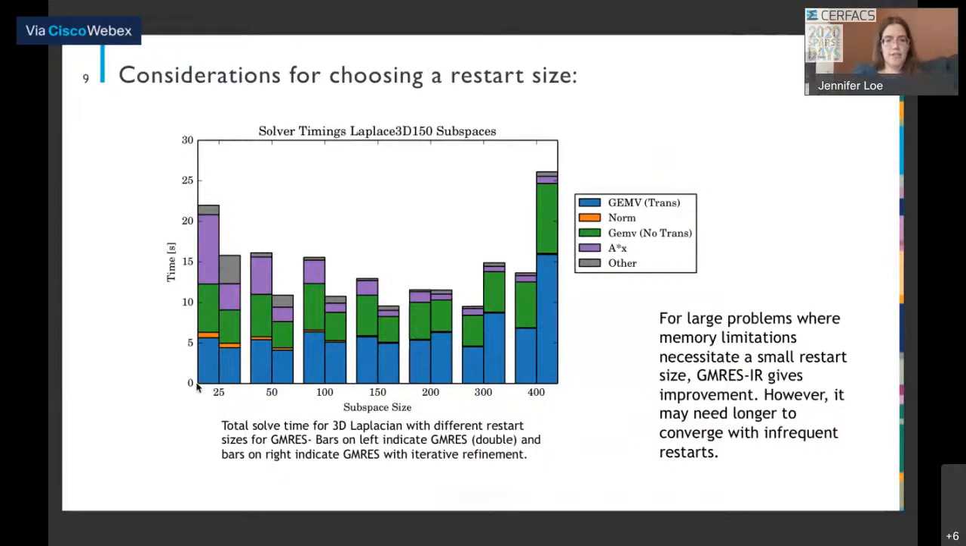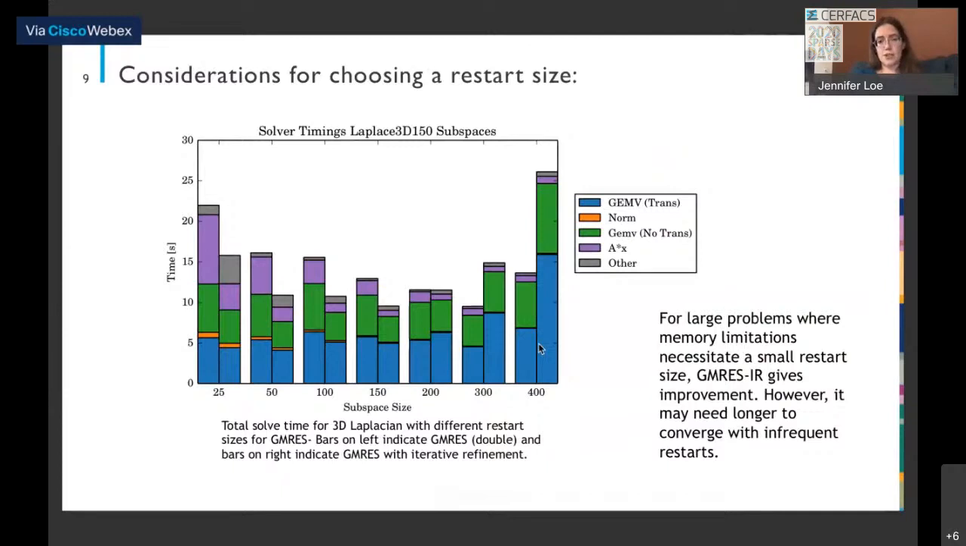And again, these are broken down into different kernels. So for each subspace size, we get good improvement with the GMRES IR solver up to about subspace size 150. But then when you increase the subspace size to 200, 300, and 400, the GMRES IR solver is no longer restarting frequently enough. It's no longer getting that residual correction in double precision frequently enough to keep up with the double precision solver in convergence. So at subspace size 300 and 400, the iterative refinement solver needs many more iterations to converge than the double precision solver. And in that case, it doesn't give us much speed up.